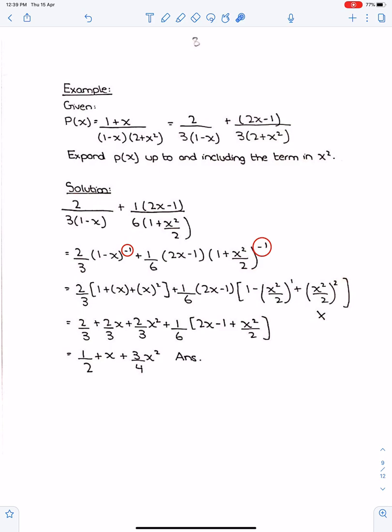So you'll get this thing, 2 upon 3, 2 upon 3x, 2 upon 3x square. First multiply 2x minus 1 with these two. Don't multiply 2x with this term, because when you multiply 2x with this term, this will become 2x power 5, which is not required. We need till x square. So you need to multiply 2x with this and 1 with these two terms. So 2x multiplied by 1 is 2x, minus 1 is minus 1, minus 1 times this is x square upon 2. Now simplify this thing and give your answer in ascending powers of x.